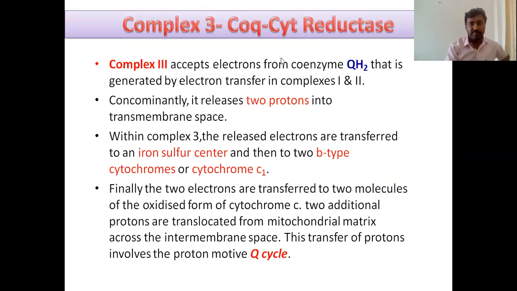Okay. So the QH2 releases the two protons into the transmembrane space. Within complex 3, the released electrons are transferred to an iron-sulfur center and then to B-type cytochrome or cytochrome C1. See, that image is very important. You have to depend on that image when you write the answer.